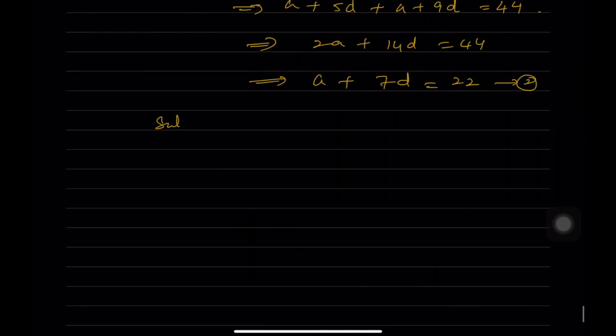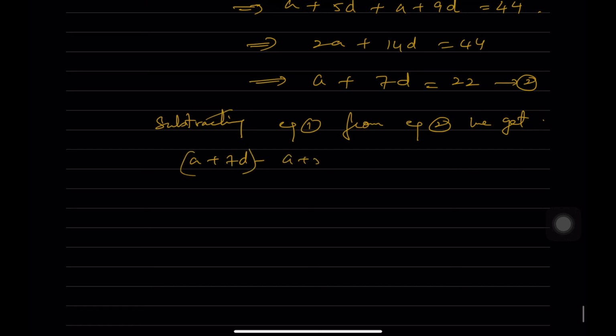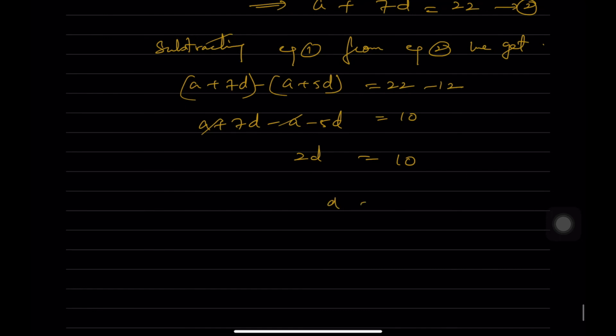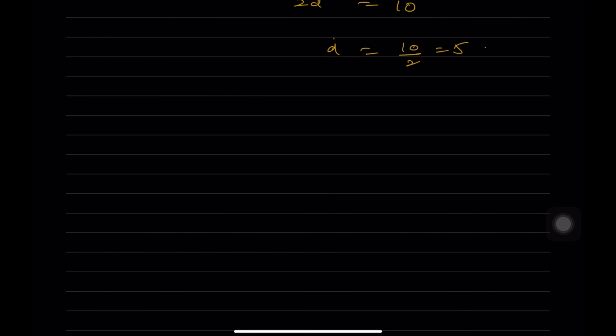Now subtracting equation 1 from equation 2, we get A plus 7D minus A plus 5D, which is equal to 22 minus 12. So you're getting here A will get cancelled, or if you open the bracket, minus A minus 5D, which is equal to 10. So A will get cancelled. 2D is equal to 10, or which implies that D is equal to 10 by 2, which is equal to 5. So the common difference is nothing but 5.